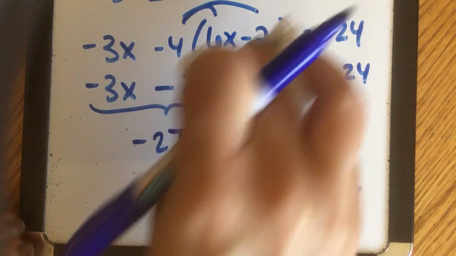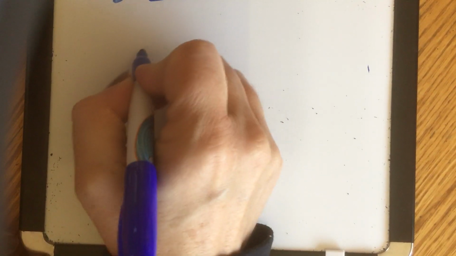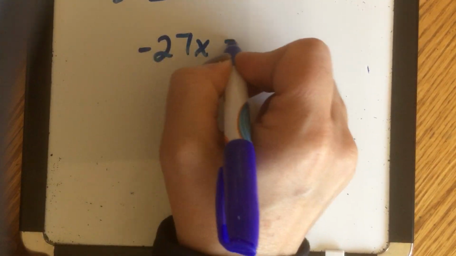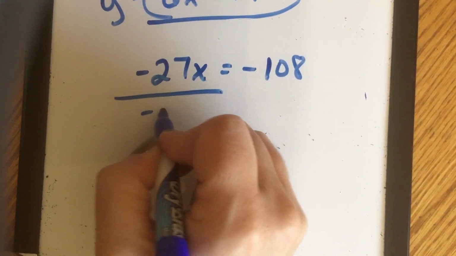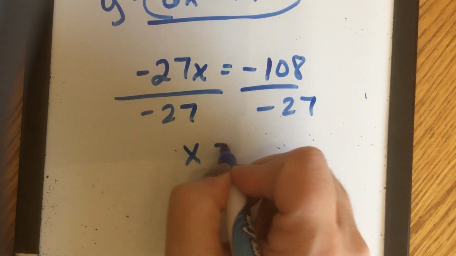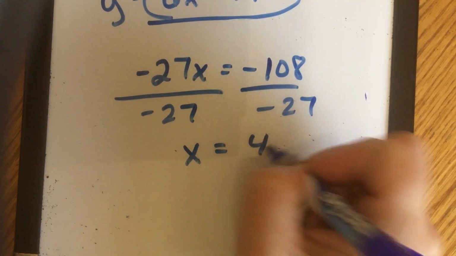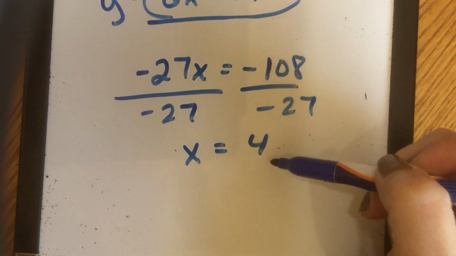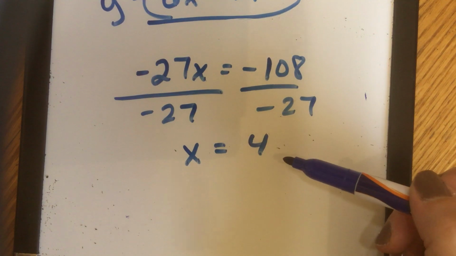I'm going to go ahead and erase this work here so I've got more room to work. So negative 27x equals negative 108. So I'm going to divide both sides by negative 27. And that's going to give me x equals positive 4. If you take 108 divided by 27, you get 4, because 27 times 4 is 108. So you get x equals 4.